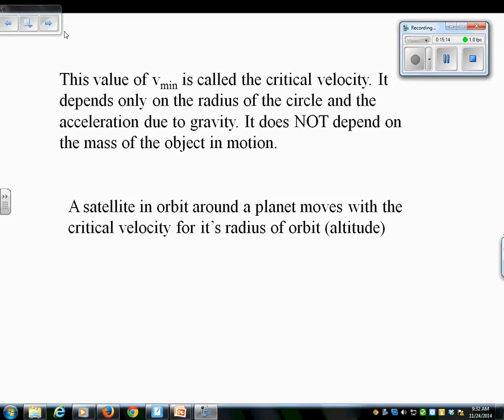So yeah, anything that orbits has to be orbiting at a critical velocity. So when they sent that little doohickey up there to the comet, they had to figure out what the critical velocity is to get it in orbit.